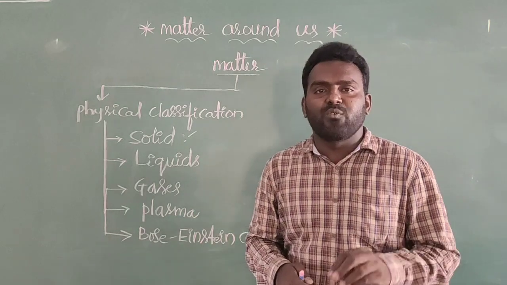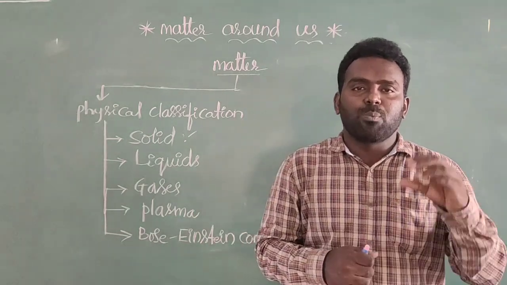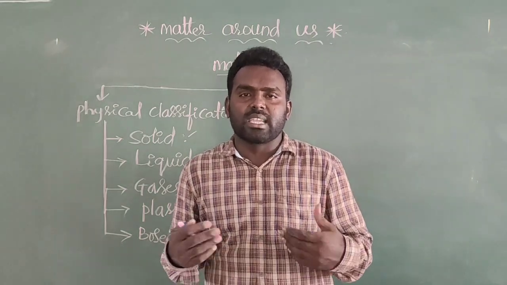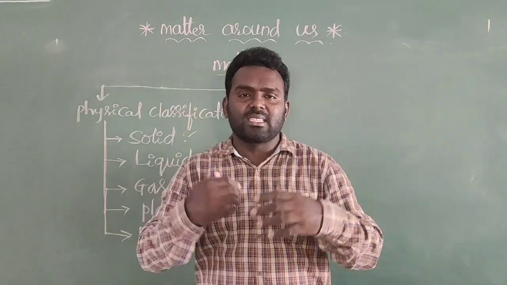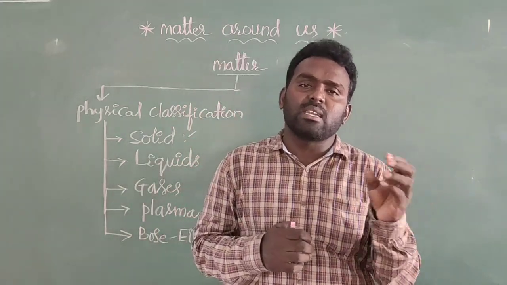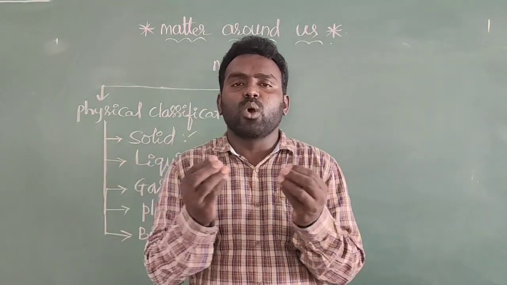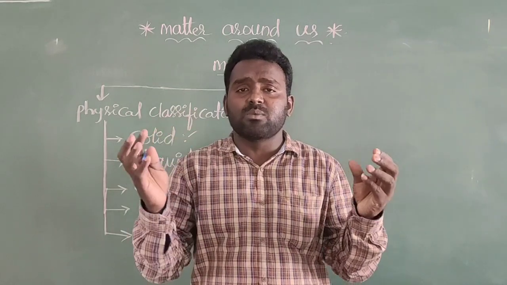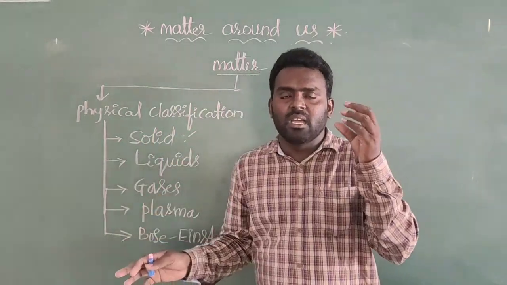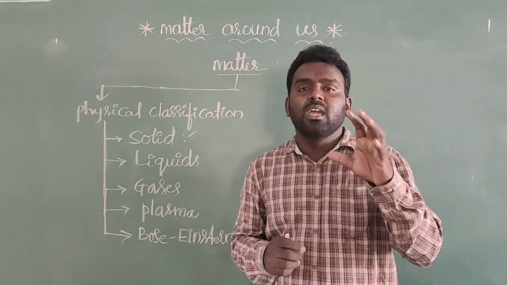And the next one is called the fourth state of matter, that is called plasma. Plasma is nothing but an ionized gas. Ionized means a vaporization of a gas. In the plasma state, ions and atoms coexist with each other. So simply keep in your mind, plasma is nothing but an ionized gas.